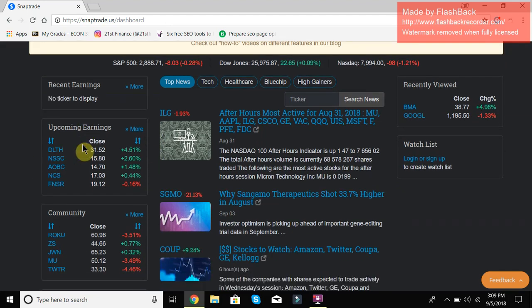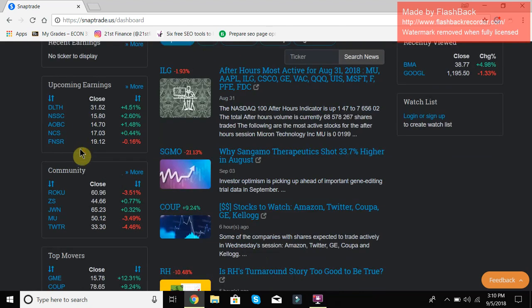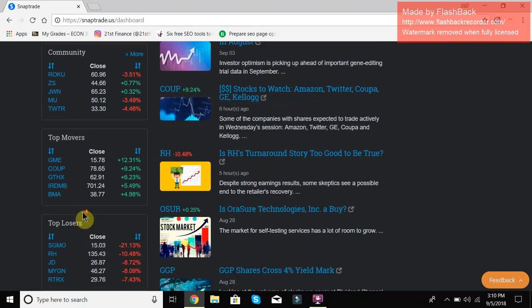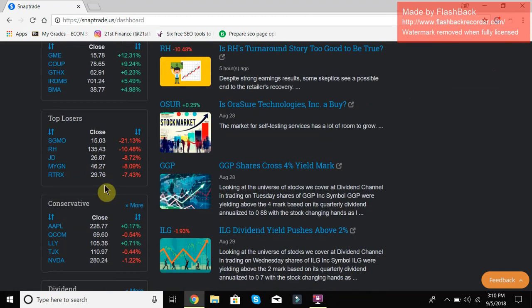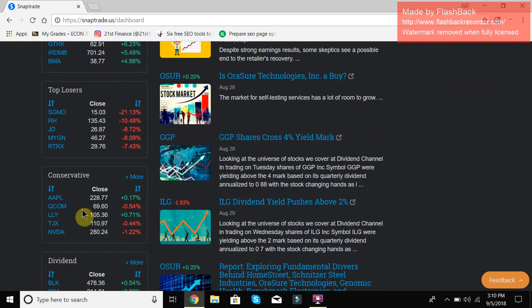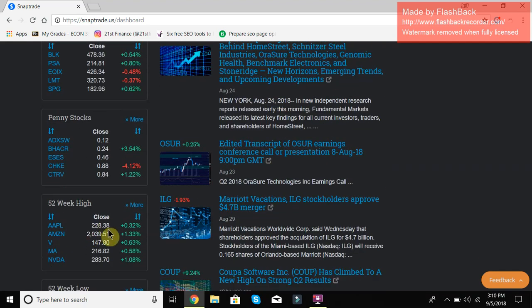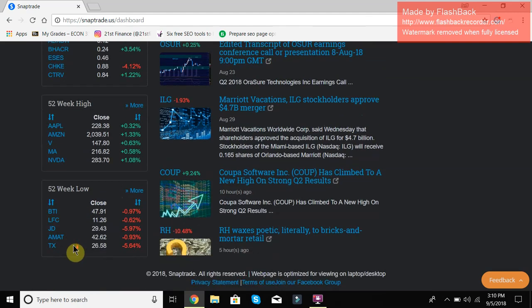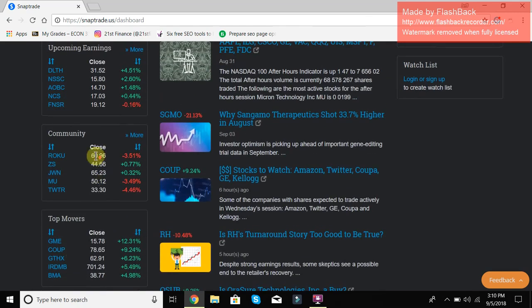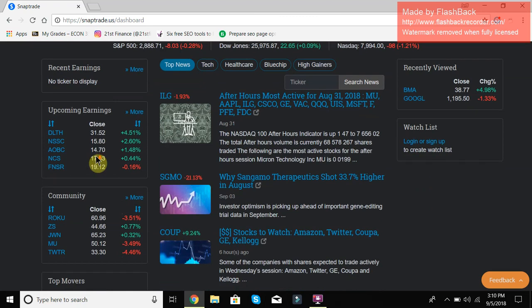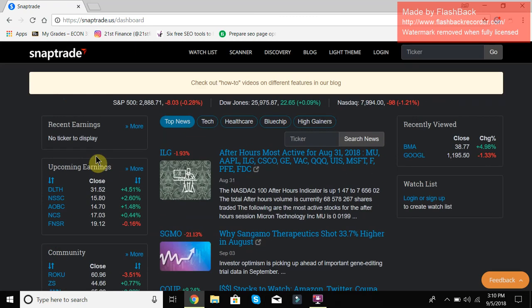On your left side, this is a lot of the important information to be looking at. They'll show you upcoming earnings reports, which obviously for the average trader are super important. There's also top movers of the day, top losers of the day by percentages, conservative bigger companies that are more stable when it comes to their stock prices. You also see what percent dividends they give out, things like that. Penny stocks, 52-week highs, 52-week lows, etc. So this is really good quick information on the left bar, if you're just trying to see what the biggest stock gainer of the day was or simple things like that.